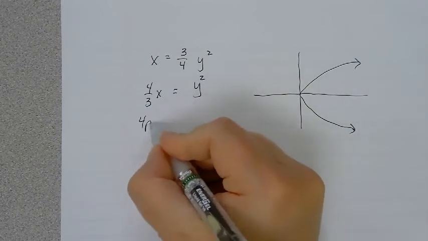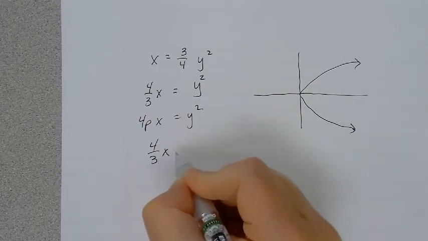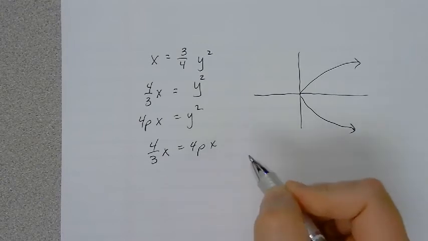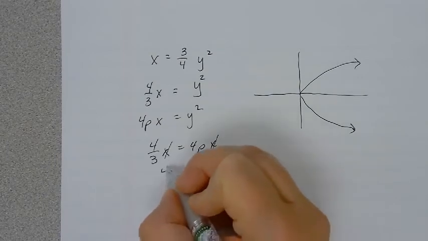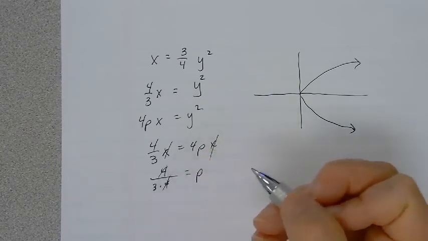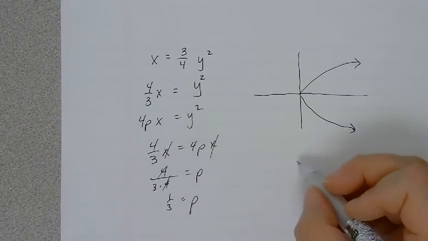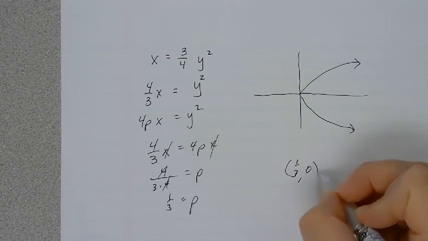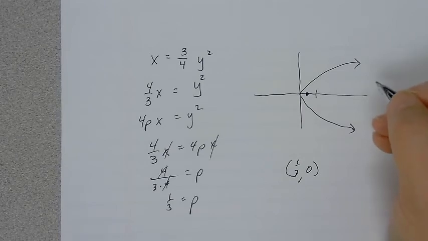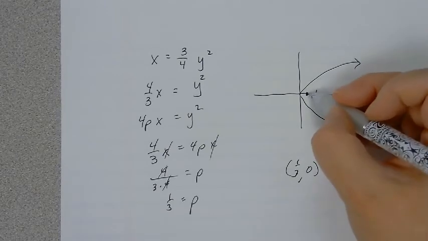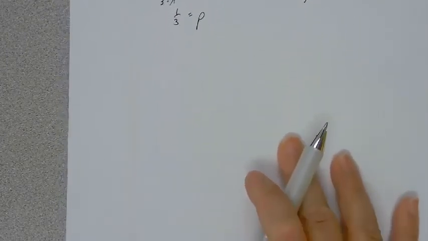And then I know that 4 times p times x equals y squared. So 4/3 x equals 4px. I'm going to divide both sides by x and divide both sides by 4. So p is 1/3. The focus point on this one would be at 1/3, 0. If this is 1, it'd be right inside here like this. We'll talk about what happens the closer the focus point is, how wide and how narrow this parabola is. Let's do another example.